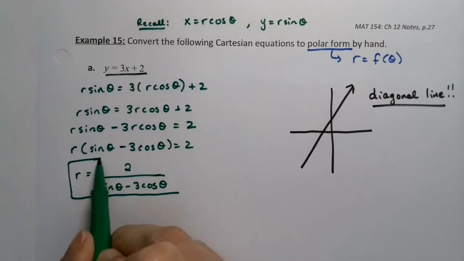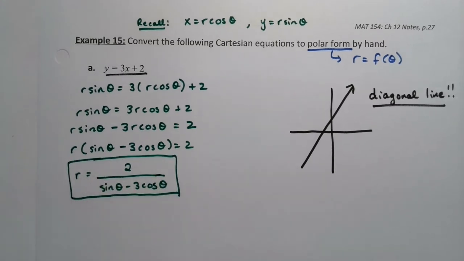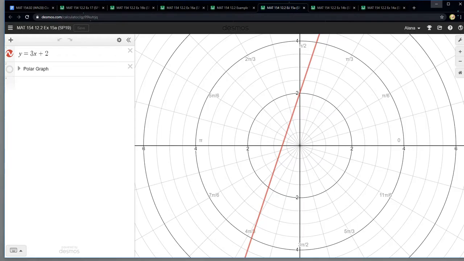Let's double check how it graphs. So let me grab Desmos. And then here it is. So there's the 3x plus 2, that's Cartesian. And there's the polar graph, 2 divided by sine theta minus 3 cosine theta. And sure enough, it works out. Diagonal line. So very simple equation in Cartesian coordinates, but not so simple in polar coordinates.